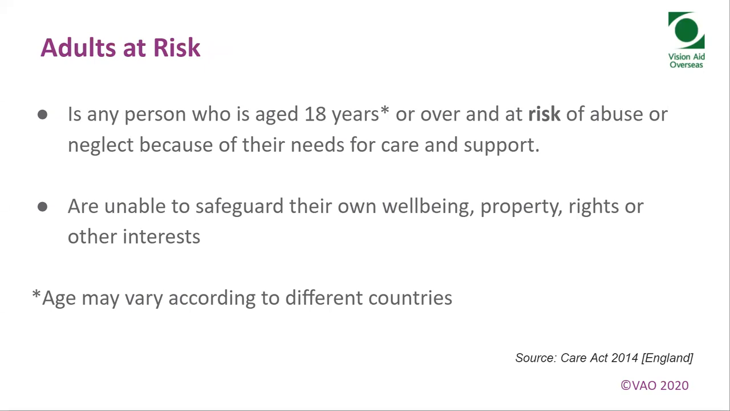An adult at risk is any person who is aged 18 years or over and at risk of abuse or neglect because of their needs for care and support, and or are unable to safeguard their own well-being, property, rights, or other interests.